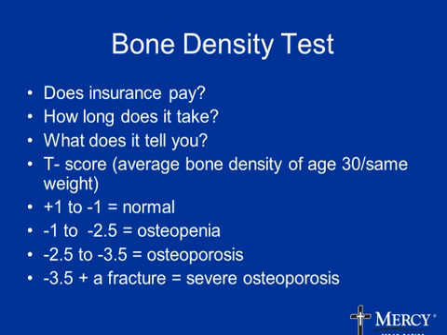It tells you what your T-score is, and the T-score is the average bone density of someone age 30 that weighs the same amount as you do and is the same sex. So they've taken thousands and thousands of people at age 30 and done bone density tests on them, and that is what the average is, and that's what they base that on. So if you're a +1 to a -1, you have normal bone density.